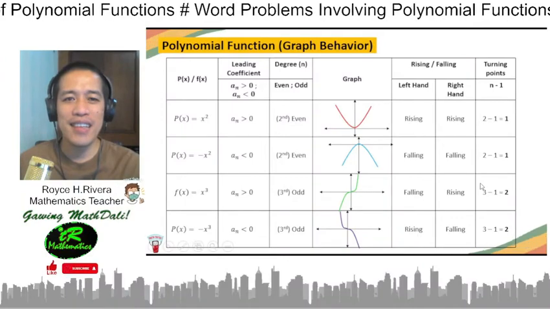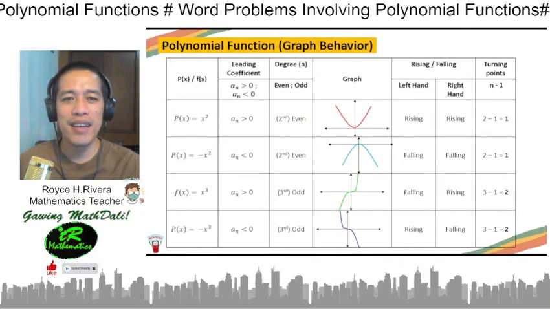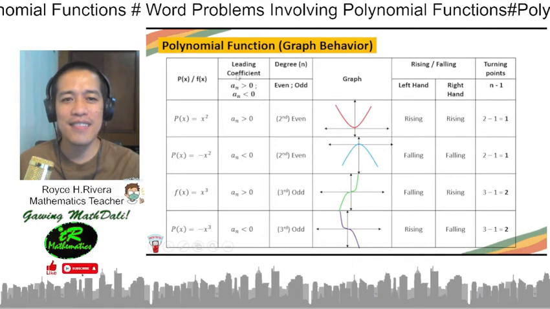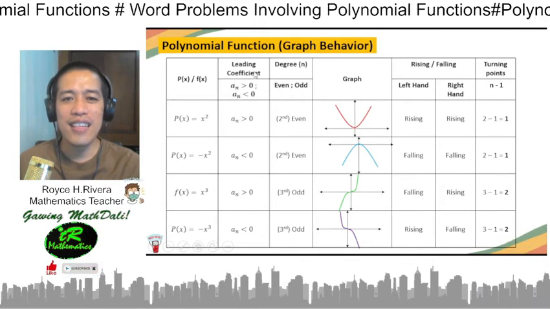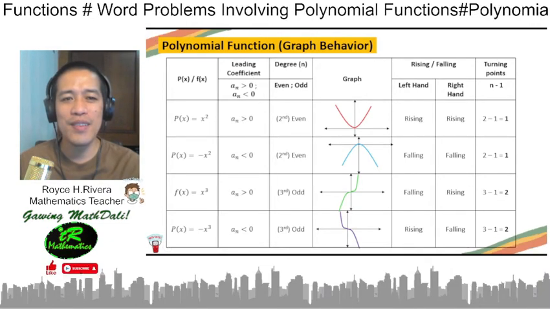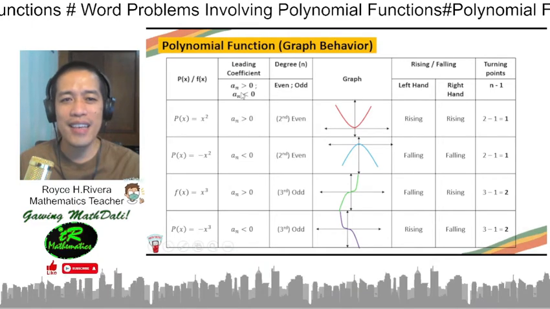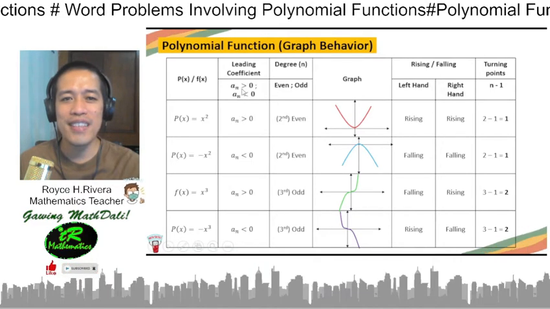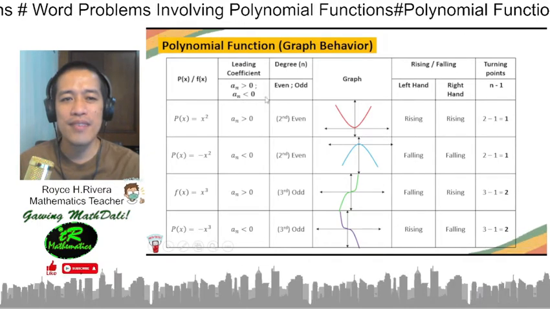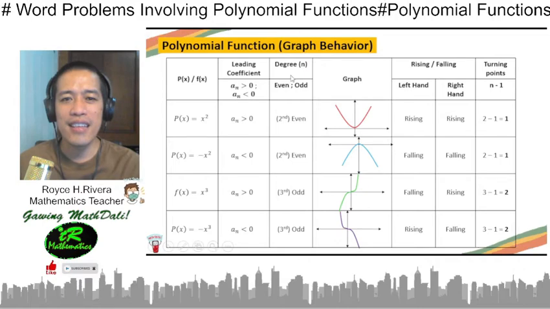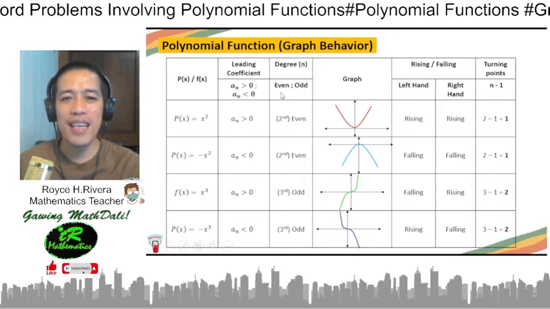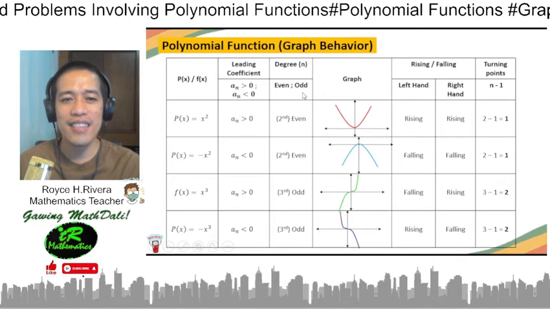Dumako naman tayo sa graph behavior of polynomial function. Ito ang mga kailangan nating obserbahan at tandaan. Una, the leading coefficient of a given polynomial function. Alamin ninyo kung ito ba ay greater than 0 or positive number or less than 0 or negative number. Obserbahan din natin at alamin ang degree. Kung ito ba ay even or odd.